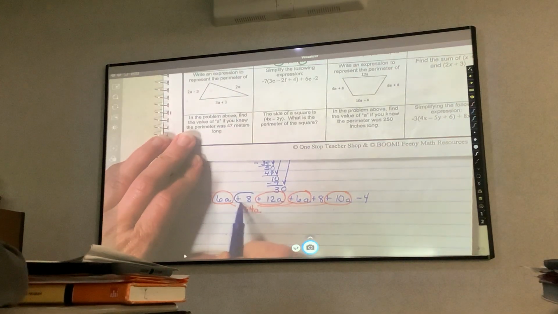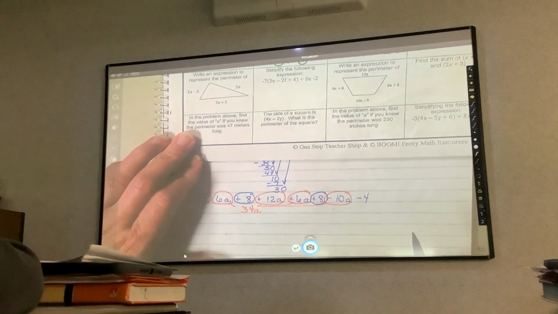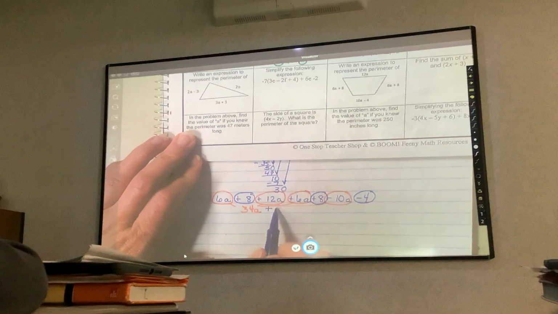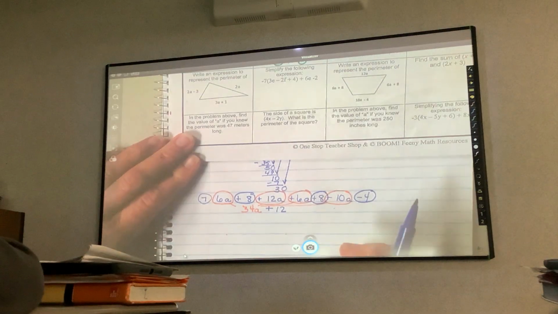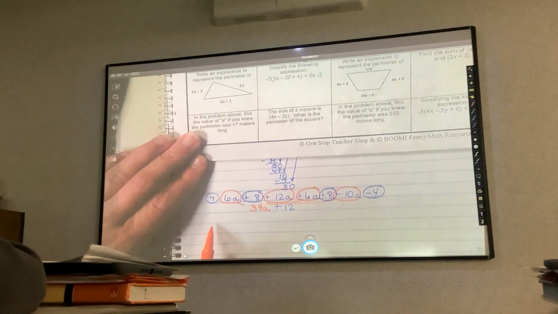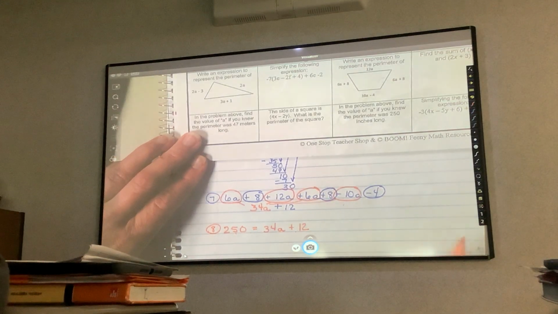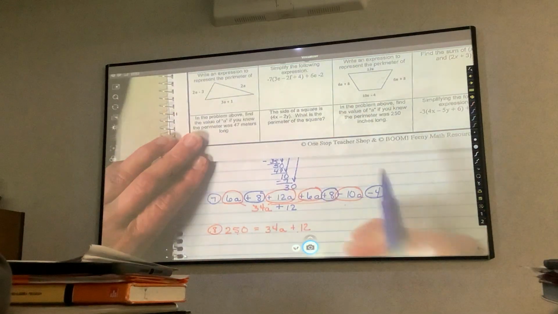Then I have my positive 8, which is what? 16, and then 16 minus 4. So it'd be a plus 12. And 8 says we need to solve it. So the perimeter is 250 equals 34a plus 12. Did I put 34a plus 12 equals 250? Yes, it doesn't matter, you're still solving it the same way.